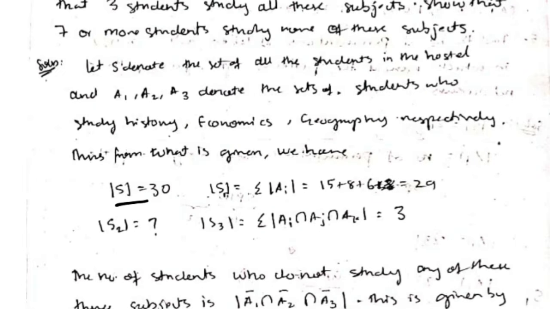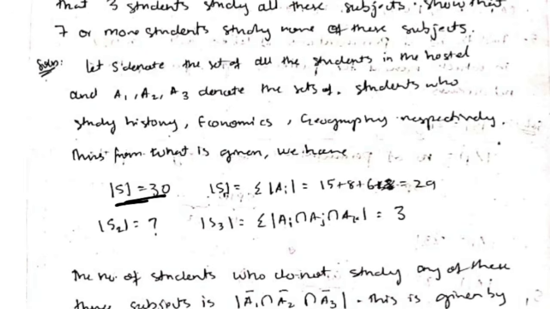In this question we have been given that there are a total of 30 students, and 15 study history, 8 study economics and 6 study geography. It is known that 3 students study all these subjects, and we have to show that 7 or more students study none of these subjects. First we will consider what is S0. S0 means total number of students, which is 30.